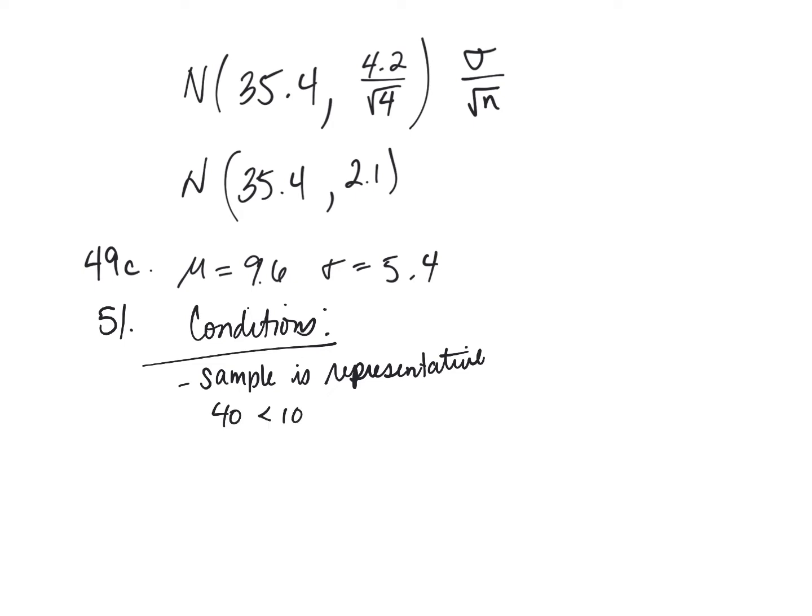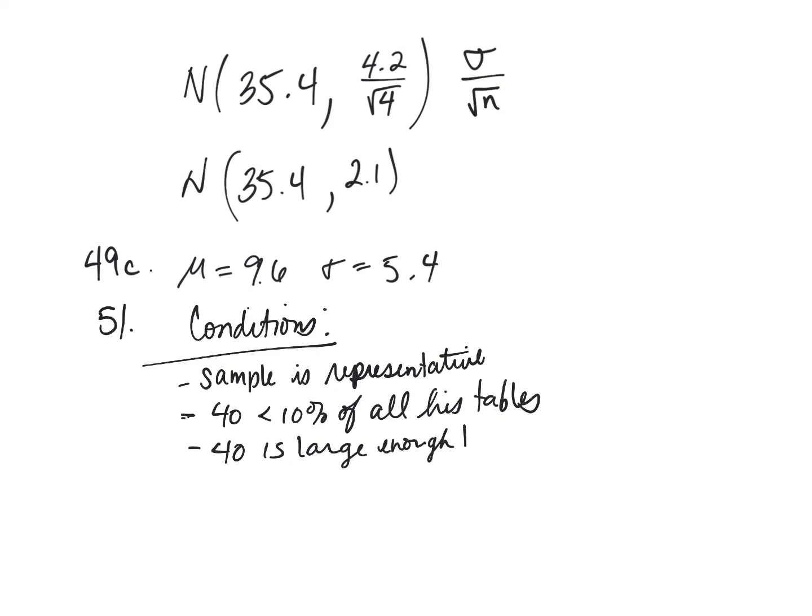40 is less than 10% of all his tables. We're not talking about all his tables that night, but all the tables he will wait on, as long as he works for more than one day, right? So it's less than 10% of all his potential tables. And then 40 is large enough to apply the central limit theorem.